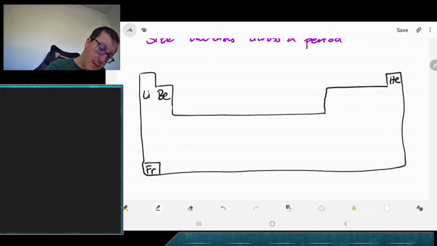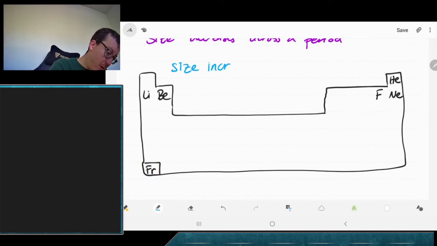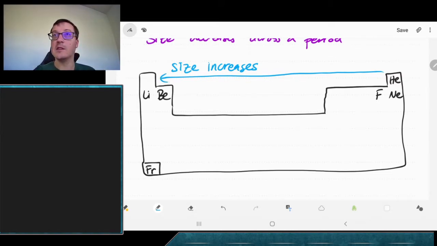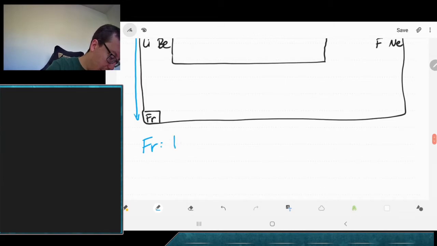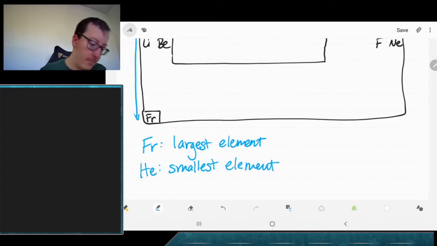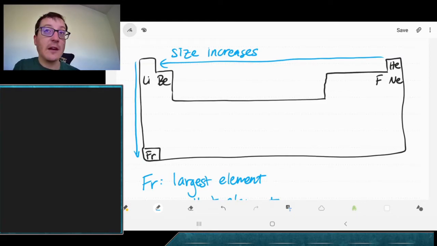And so if you want to put these two trends together, here are just some elements. The size increases if we go the opposite way. As we go left along the periodic table, our size increases because we have lower effective nuclear charge, so our shells are farther out. And then the more shells we have, that's also going to increase our size. So we're going to see that francium is our largest element, and helium is our smallest element. They're on opposite corners of the periodic table, right? Helium is in the top right, the smallest one, and francium is the largest in the bottom left. So that's what we're looking at with these.